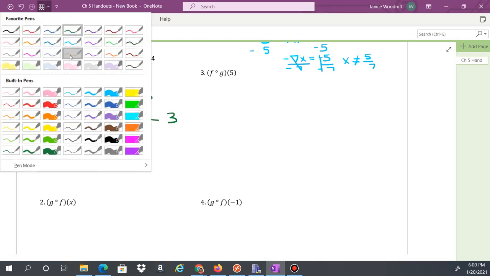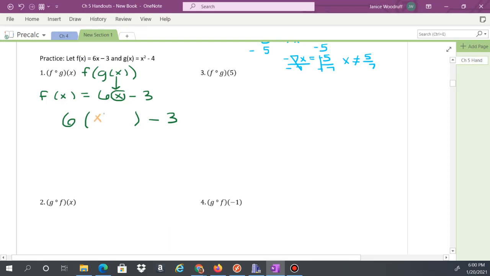Okay, so I'm going to take x squared minus 4 and then that goes in for my x. And then I'm going to simplify it. So I've got, let's see, 6 times x squared, 6x squared, 6 times -4, -24, and then -3. And then that's going to give me a 6x squared minus 27. And then it's completely simplified. I do not need to solve.